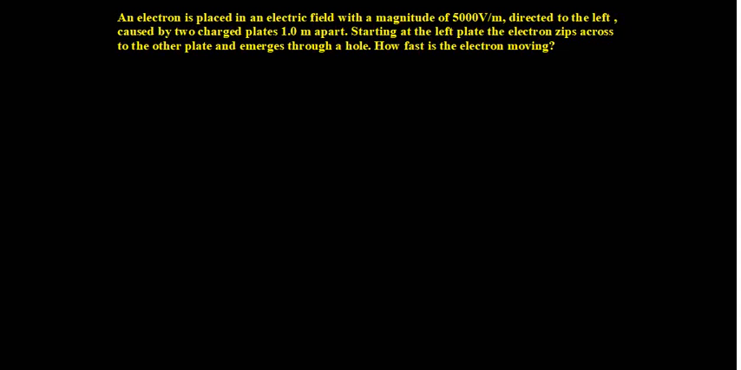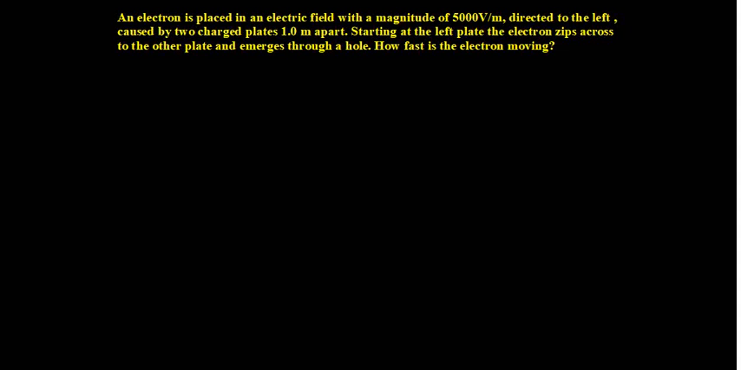For the first one, an electron is placed in an electric field with a magnitude of 5000 volt per meter, right? Directed to the left. So I know the direction of my electric field now. Caused by two charged plates 1 meter apart. Starting at the left plate, the electron zips across to the other plate and emerges through a hole. How fast is the electron moving?